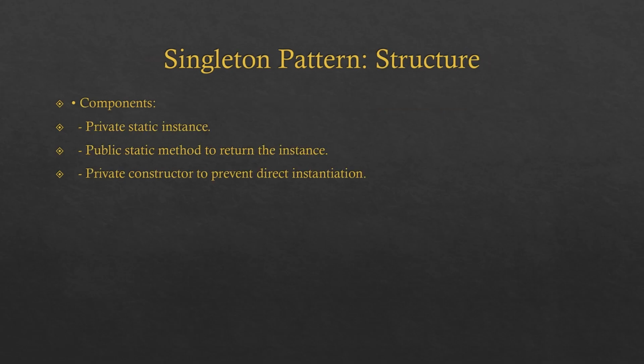The singleton pattern relies on three key components: a private static instance, a public method to access the instance, and a private constructor to restrict direct instantiation. These elements ensure that only one instance of the class exists throughout the application.